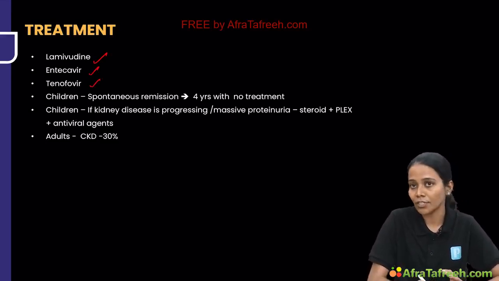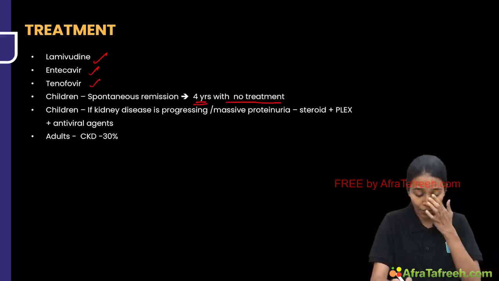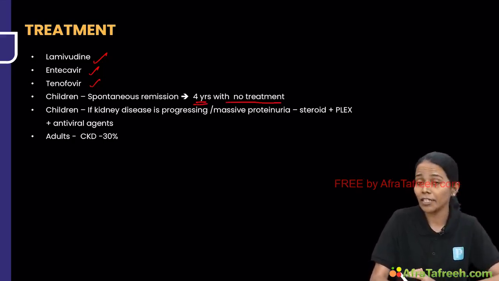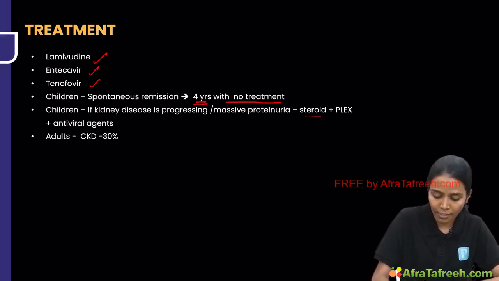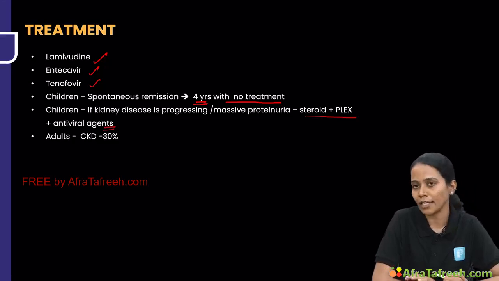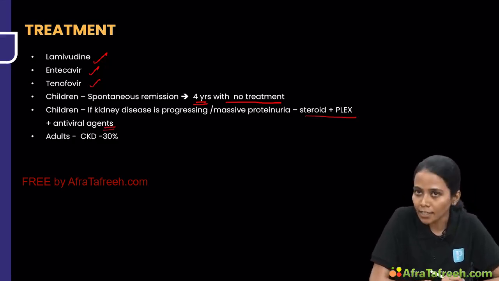In children, they generally undergo spontaneous remission by 4 years with no treatment. Okay, and in children, if the kidney disease is progressing or spontaneous remission is not occurring, then we can consider steroid plus flex with antiviral agents. In adults, CKD can be seen in 30% of patients.